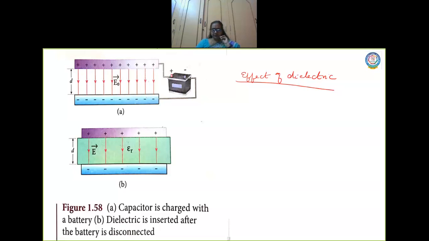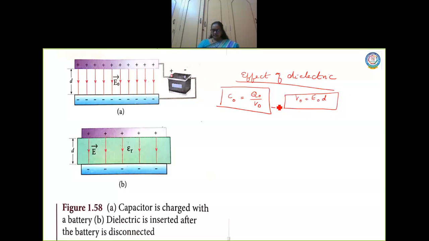Okay, so the area of cross section of the plates is A, and the plates are separated by a distance d. Now the capacitance of the capacitor is given as C naught equal to Q naught by V naught. Now this is in the absence of a dielectric. You just connect it to a battery and charge it. So when you charge it, the capacitance value is taken as C naught equal to Q naught by V naught, and also I have the formula for potential as V naught equal to E naught into d. Now this is in the absence of a dielectric.